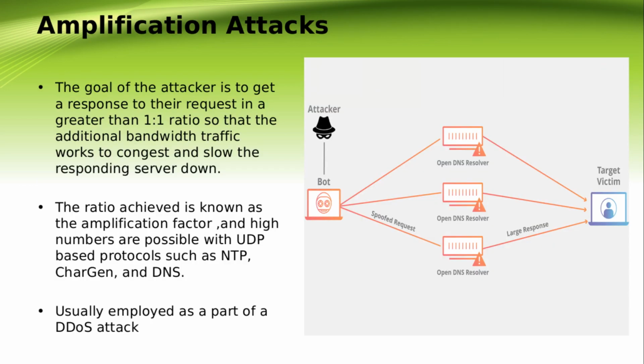Okay, amplification attacks. What are amplification attacks? The goal of the attacker is to get a response to their request in a greater than 1:1 ratio, so that the additional bandwidth traffic will congest and slow the responding server down. The ratio achieved is known as the amplification factor, and high numbers are possible with UDP-based protocols such as NTP, CHARGEN and DNS, usually employed as a part of a DDoS attack.